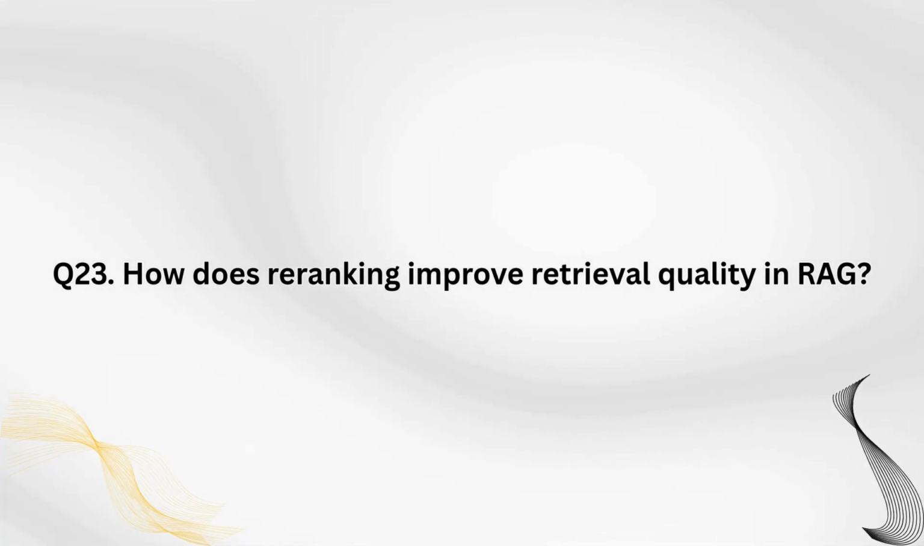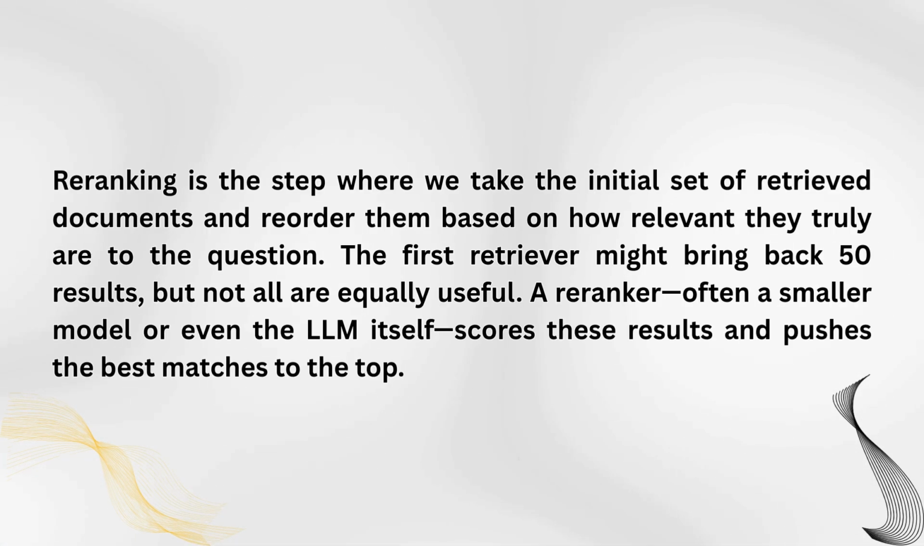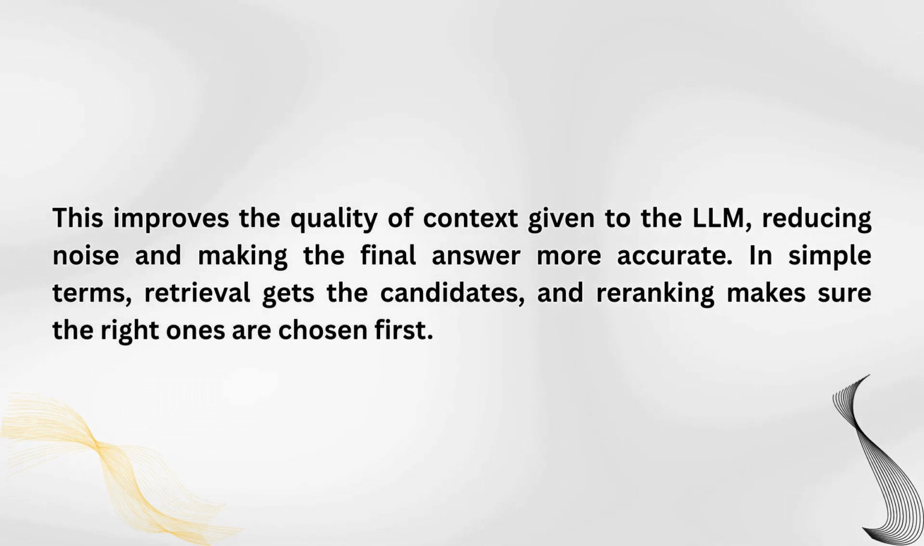How does re-ranking improve retrieval quality in RAG? Re-ranking is the step where we take the initial set of retrieved documents and reorder them based on how relevant they truly are to the question. The first retriever might bring back 50 results, but not all are equally useful. A re-ranker, often a smaller model or even the LLM itself, scores these results and pushes the best matches to the top. This improves the quality of context given to the LLM, reducing noise and making the final answer more accurate. In simple terms, retrieval gets the candidates, and re-ranking makes sure the right ones are chosen first.